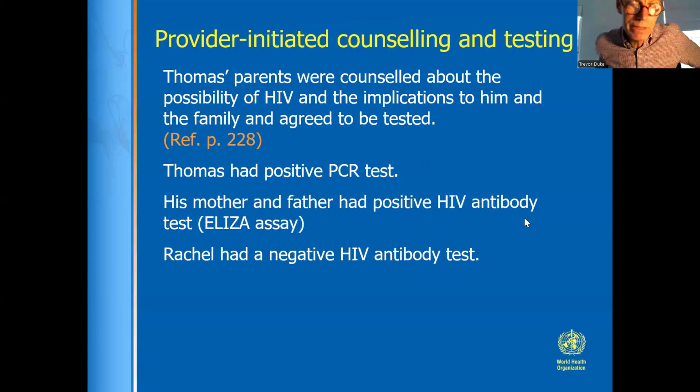Thomas's parents were then counselled about the possibility of HIV. It was obviously a big shock to them because they didn't realise that Thomas could be that unwell, although they'd taken him to the clinic on several occasions in the last few months. The implications for them and their family were explained. Obviously, most diagnoses in children don't have the same implications for the parents. If a child's got HIV, then it's highly likely that one or both of the parents will have HIV as well.